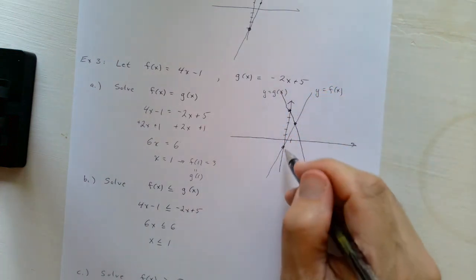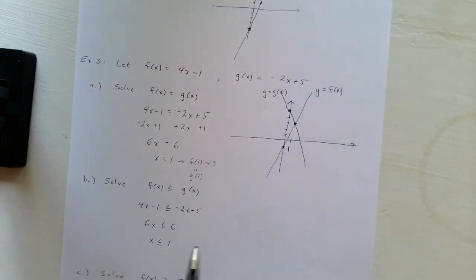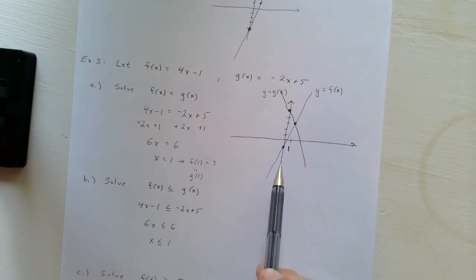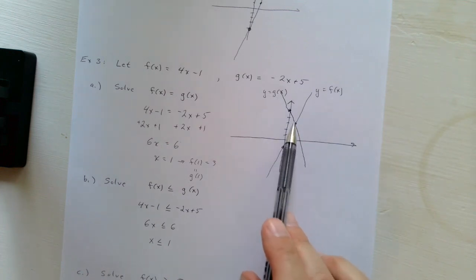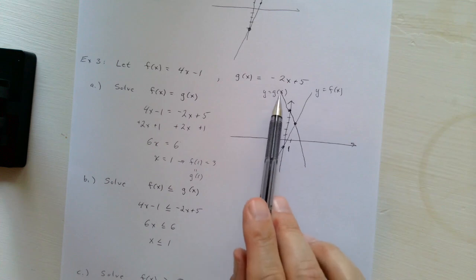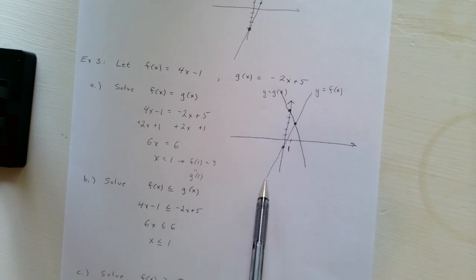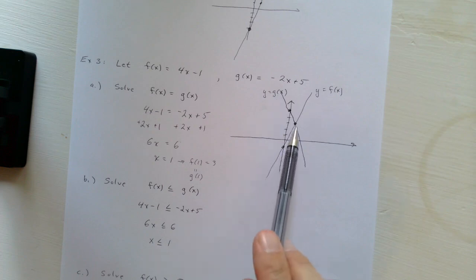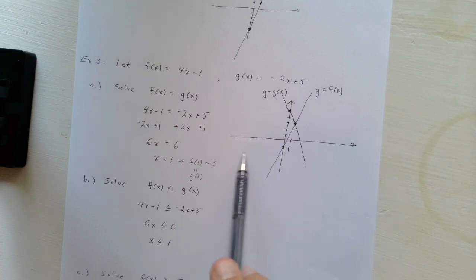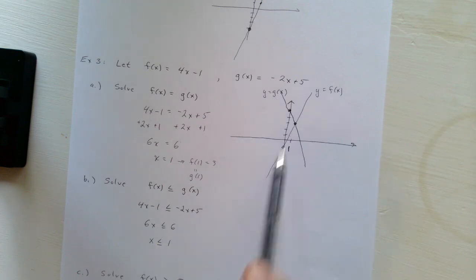And we can clearly see here's 1. When x is less than or equal to 1, we can see that this line is certainly bigger than this line. The graph of g is above the graph of f. So g of x is greater than or equal to f of x on this interval from -infinity to 1.